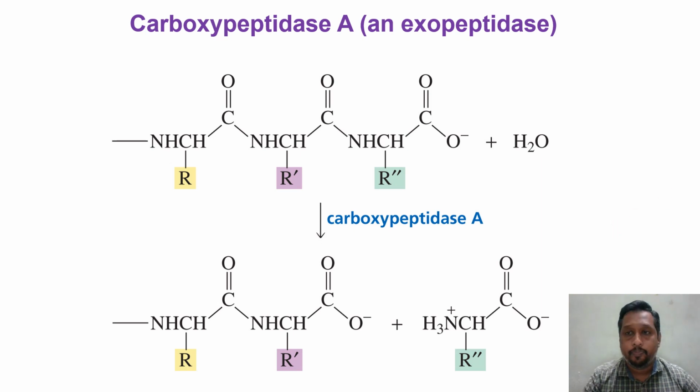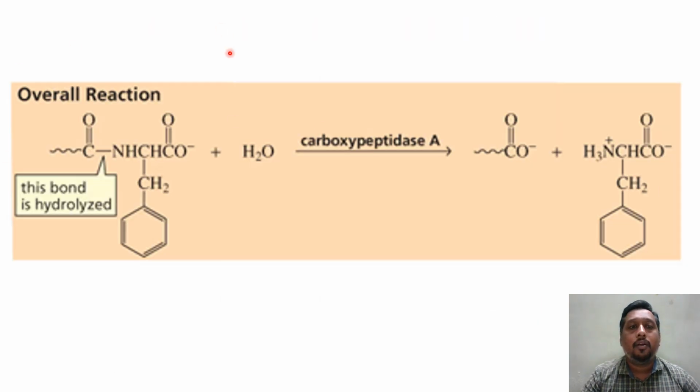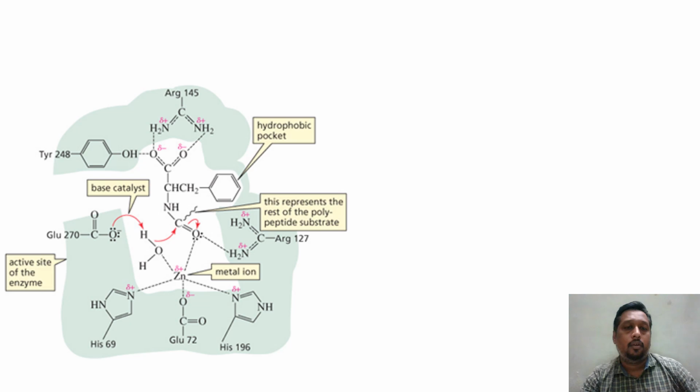So the overall reaction: this is a polypeptide chain, with carboxypeptidase A as the enzyme, and water. It will hydrolyze the C terminal peptide bond, leaving the rest of the peptide sequence. Now let us look at the mechanism of carboxypeptidase A on cleavage of the C terminal of a polypeptide sequence.